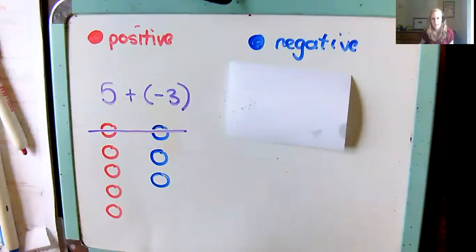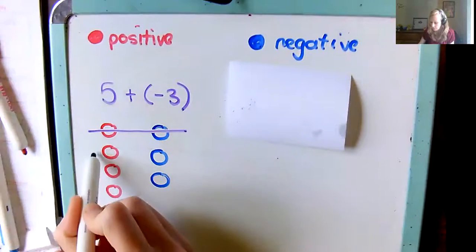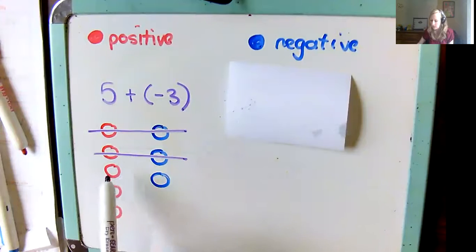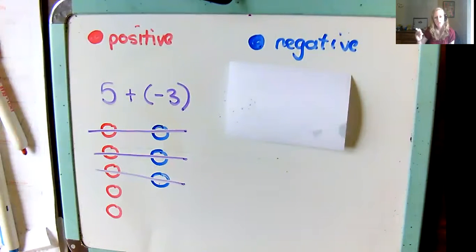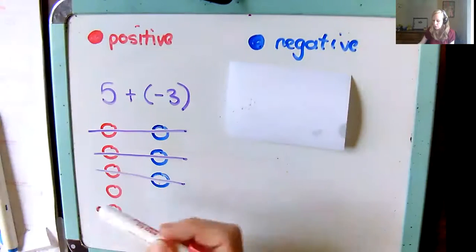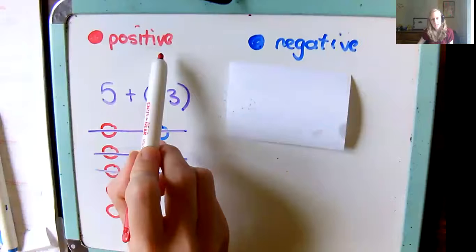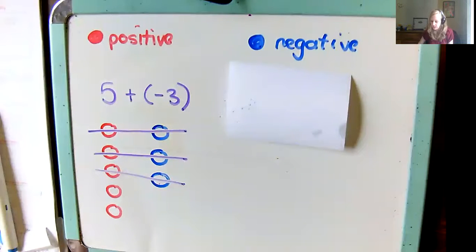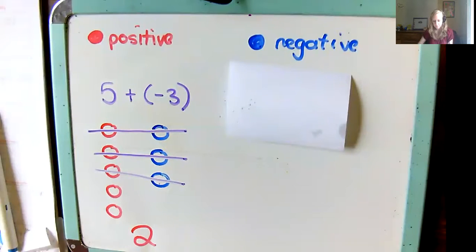Do one at a time, don't rush. This red matches with this blue, 0 pair. This red matches with this blue, 0 pair. Take your time to slowly cross out each 0 pair. You are left with 2 red circles. Red represents positive integers. So your answer to 5 plus negative 3 is positive 2.